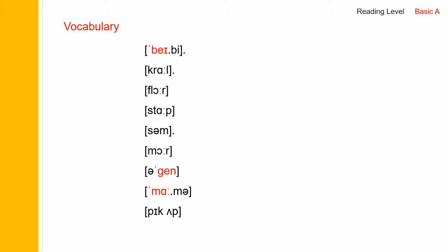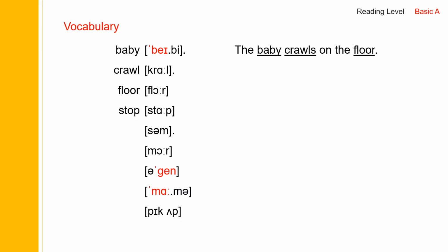Now let us practice some vocabulary. The first one, baby. Baby spells B-A-B-Y, baby. Next one, crawl. Crawl spells C-R-A-W-L, crawl. And next one, floor. Floor spells F-L-O-O-R, floor. The baby crawls on the floor. Next one, stop. Stop spells S-T-O-P, stop.